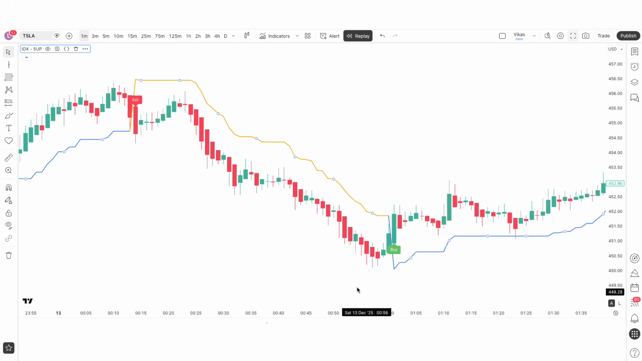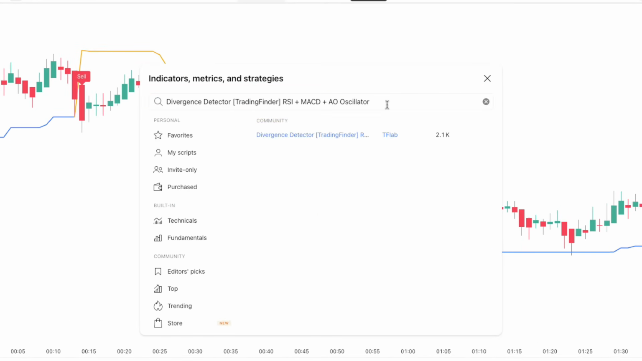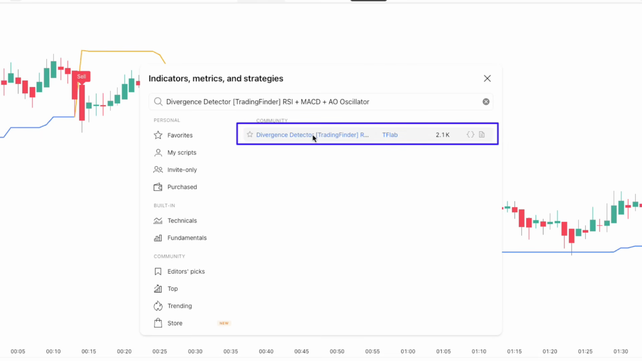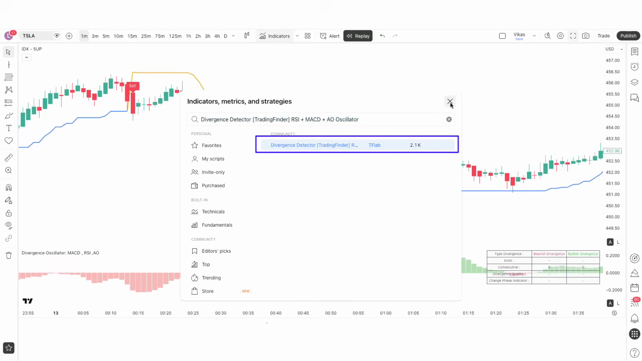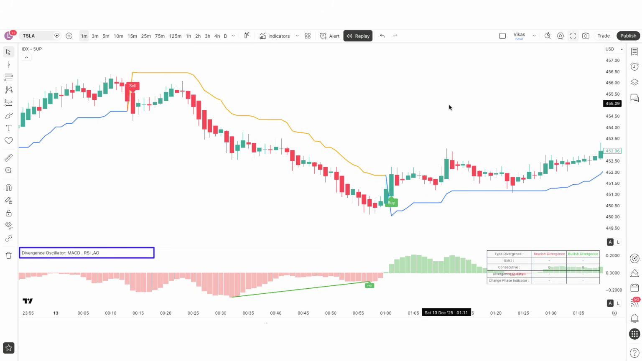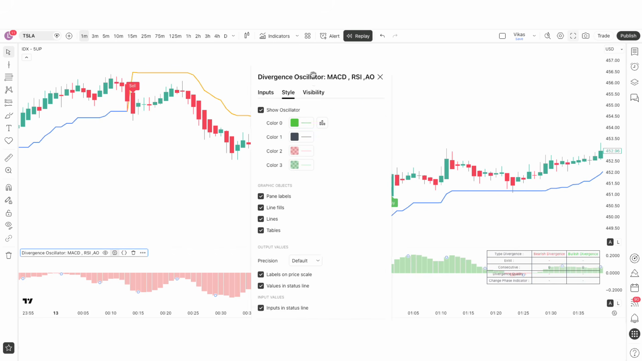Click OK. Now we'll add one more indicator to make this strategy more powerful. Let's go to the Indicator Search tab, search Divergence Detector, and select the one called Divergence Detector Indicator, created by TFlab. Now let's access the settings of this indicator so we can modify it to suit our strategy. Change Fractal Periods from 4 to 2. Everything else is fine after that.